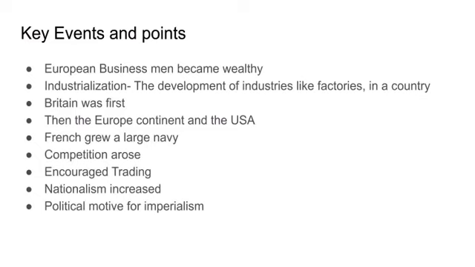There was also an increase in nationalism in Europe. Britain gained incredible power, while France lost the war, called the Franco-Prussian War.